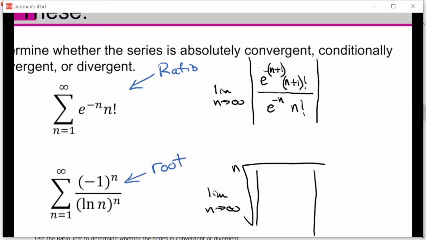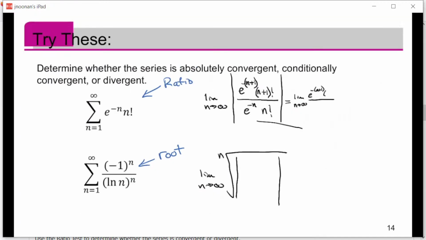All right, let's see how we're doing. I'm going to go ahead and write this like this. Limit as n approaches infinity. This will be e to the negative (n plus 1). You negate the negative. Yes. Yeah, what does it mean for the negatives in the exponent? Yeah, so what does it mean for a negative exponent?